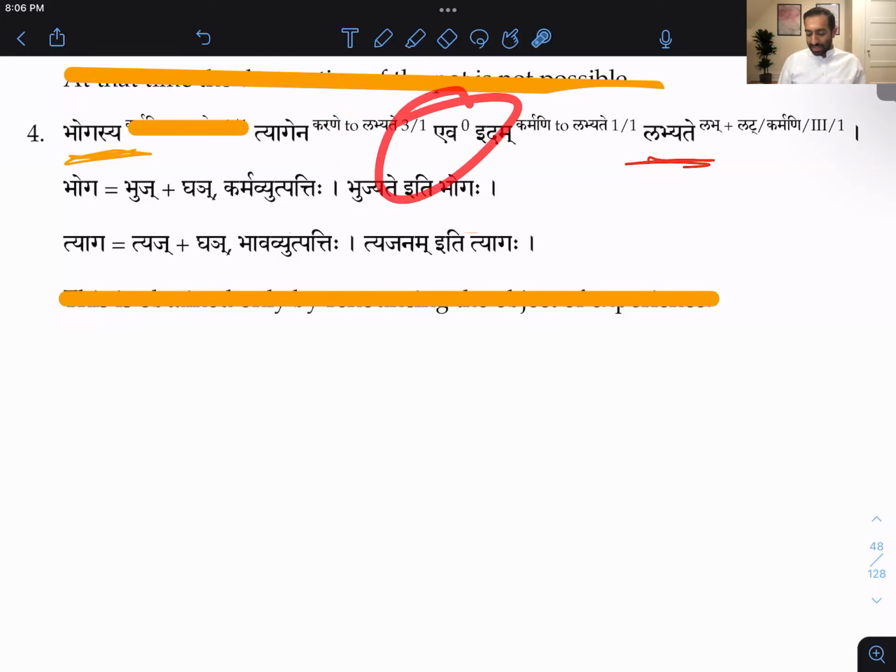eva, alone, this is gained. By renunciation, this is gained. Or this is obtained. Okay, this is obtained by renouncing. You can say either way. Okay, this is obtained by renouncing alone. Renouncing what? Bhogasya. This is shashti vibhakti, but it's the object of tyaga, right? It's the object of renouncing.